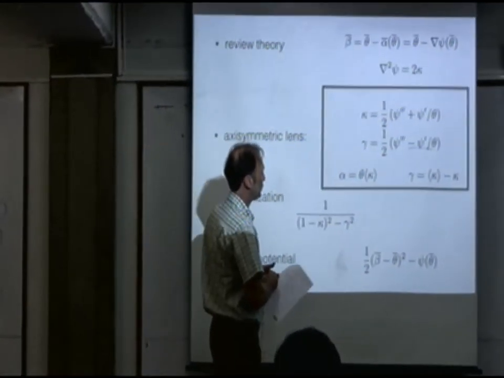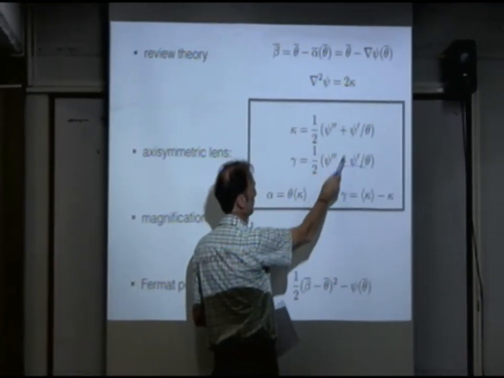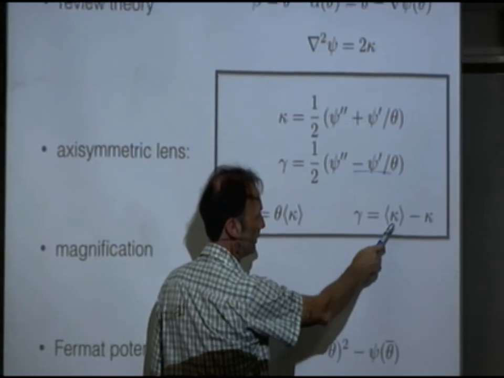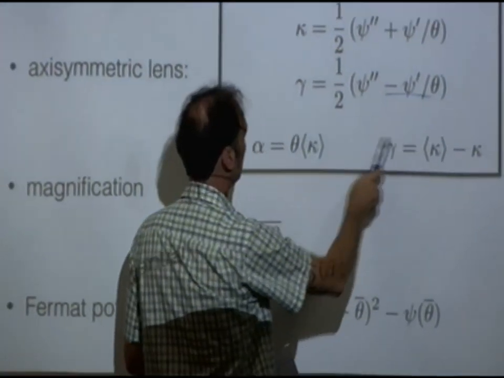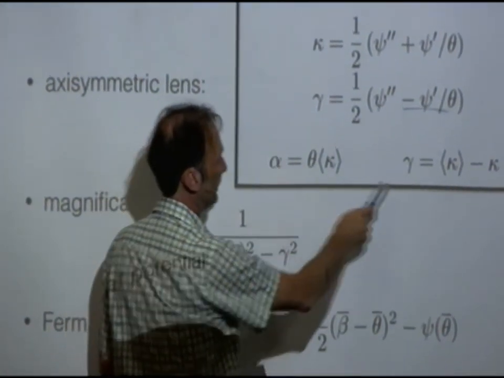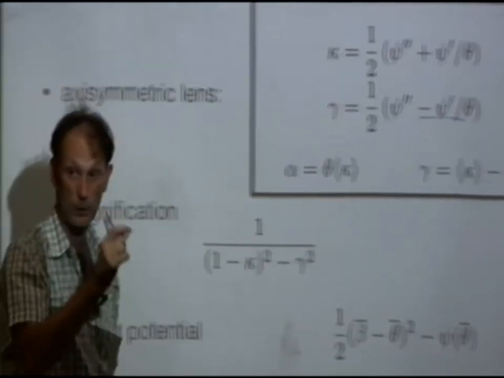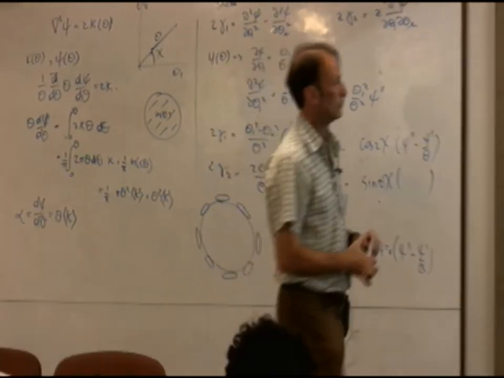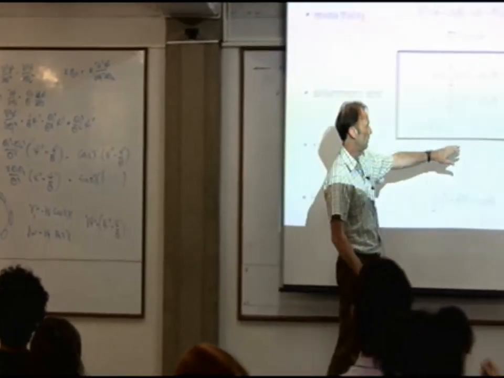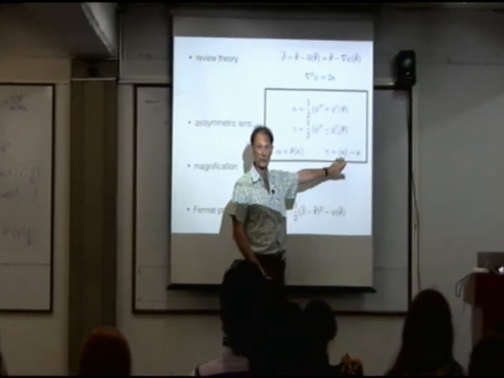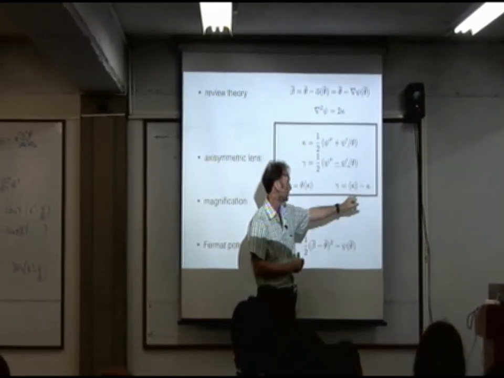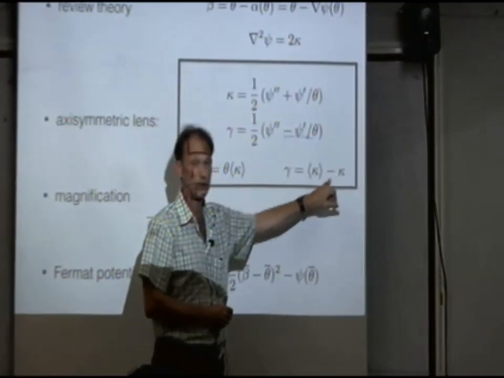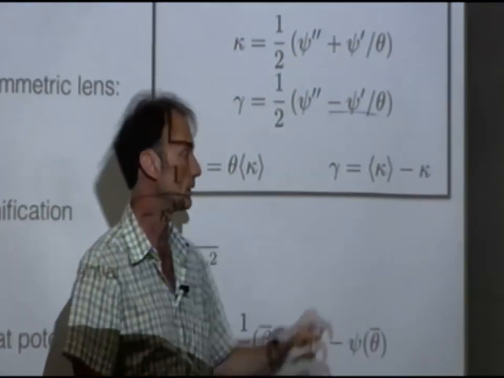And then if you compare these two expressions, so this is from the del squared and this is what we just derived. The difference from these two shows you that gamma is simply the difference between the mean kappa here and the actual kappa. So in other words, the shear measures to what extent you have more mass, more surface mass density inside your radius than you do at the radius of the image. It's a mass contrast. Surface density contrast measurement.